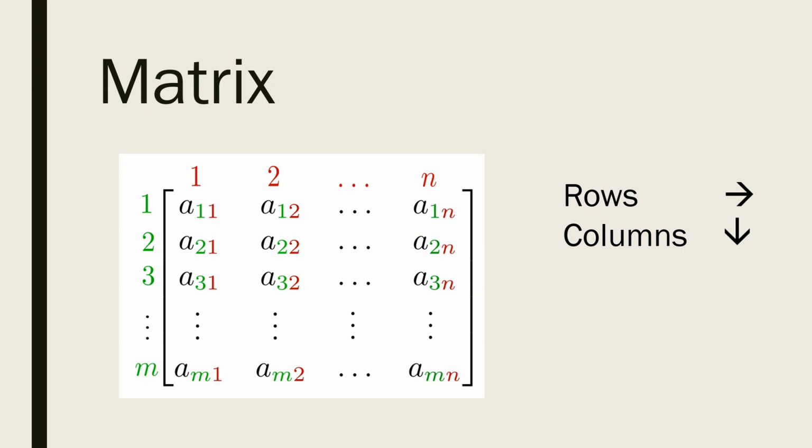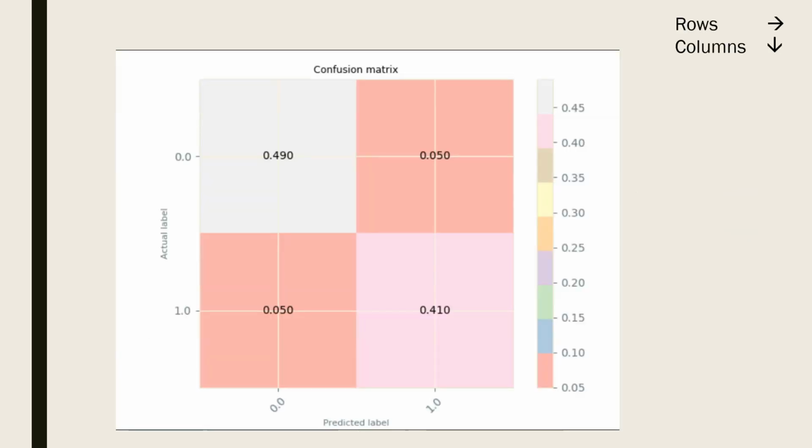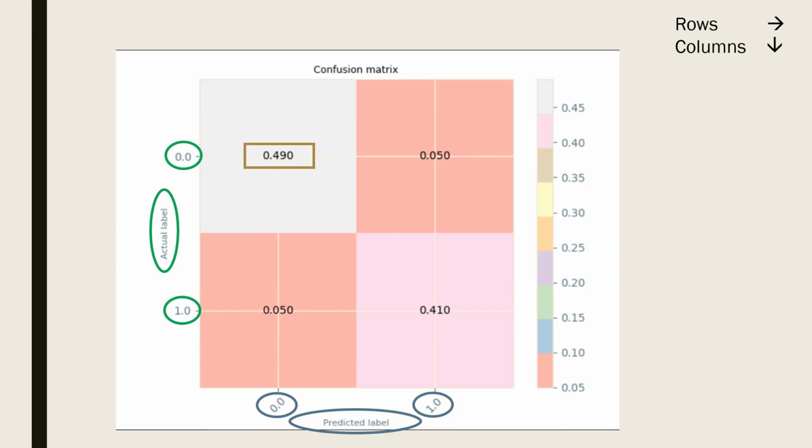Another way of evaluating the model is through confusion matrix. A matrix is an arrangement of numbers or symbols in rows and columns format. A confusion matrix is represented as shown. Now, let's understand how to read it. In the rows, we have actual labels and in the columns, we have predicted labels. The cells indicate the percentage of data for corresponding row and column.